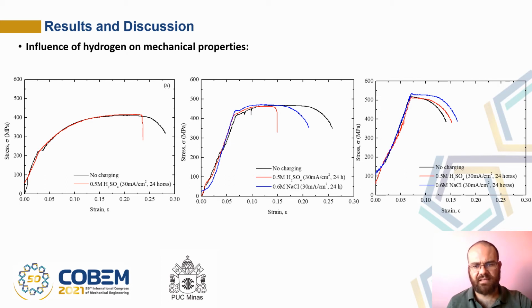What we can see is that there is a definite influence of hydrogen, and this influence increases with the amount of pre-strain. So a small loss of ductility is noticed for no pre-strain, and this gradually increases as we increase the level of pre-strain. It's also possible to notice that the acid solution, possibly because of the larger availability of H+ ions, is a more severe electrolyte concerning the absorption of hydrogen and consequently the embrittlement of the material.